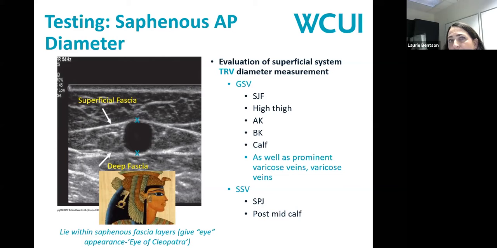You try to avoid going back to the same area again. We have to be very efficient with our time. We have a lot of patients to take care of, and these studies take a while. There's a lot of information in them.